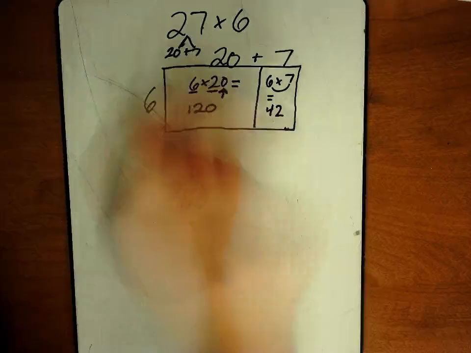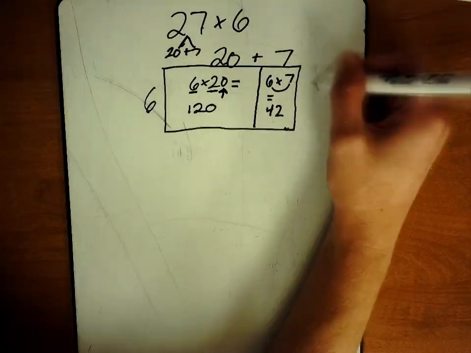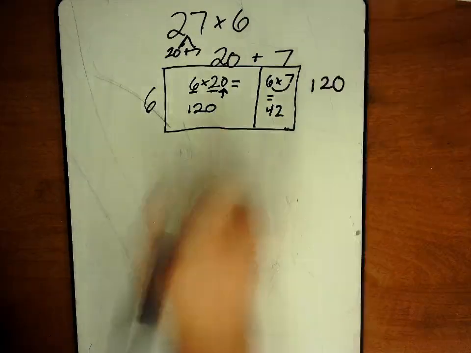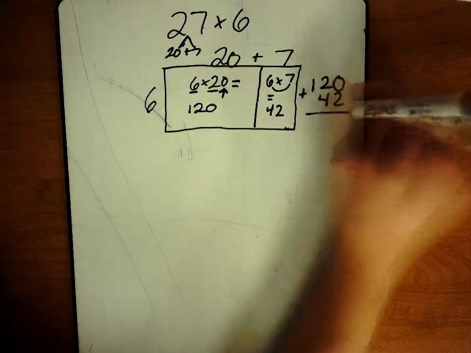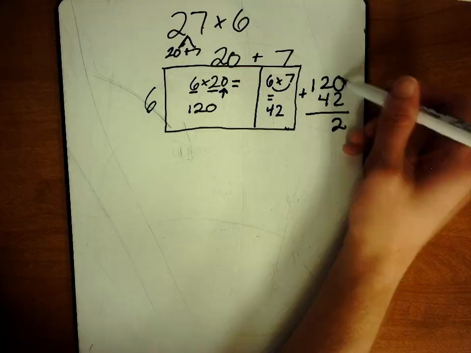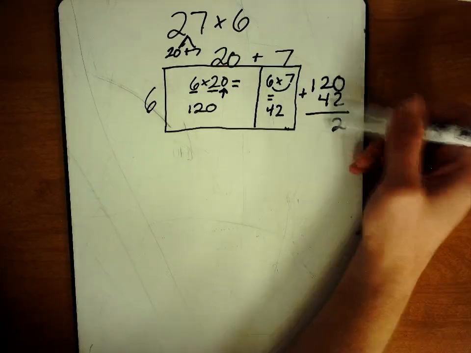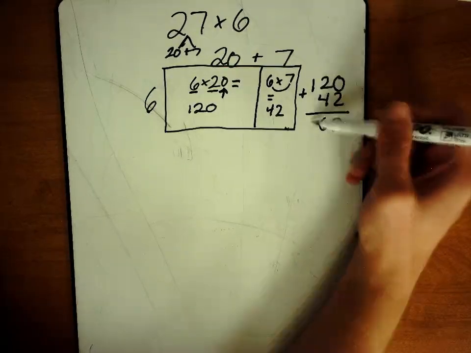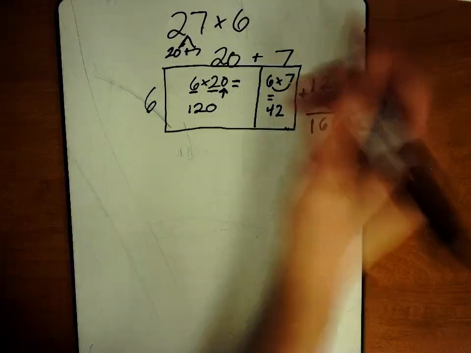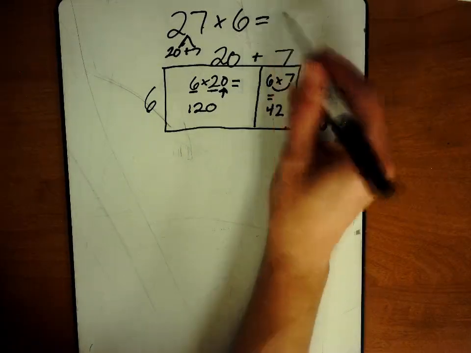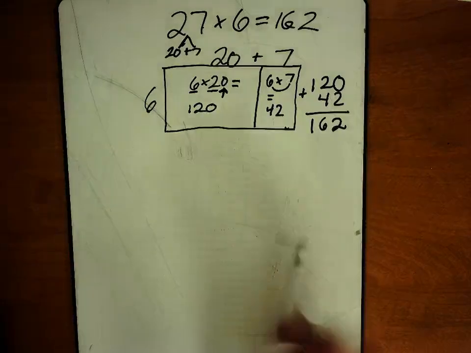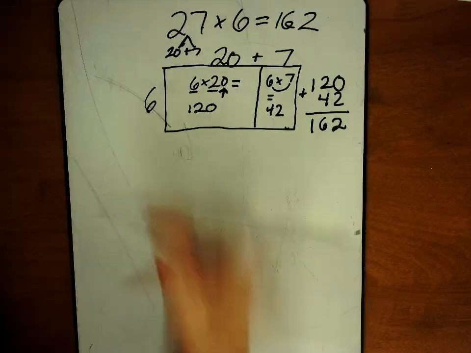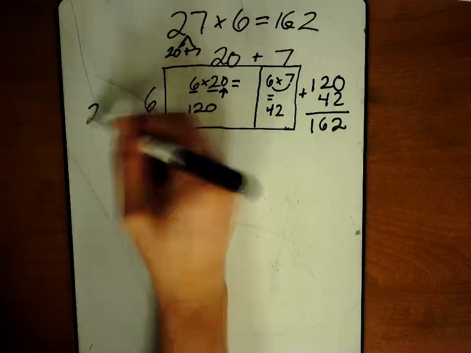So when I'm looking at 27 times 6, I have 120 in my first rectangle and 42 in my second. So I've got 0 plus 2 is 2, 20 plus 40 is 60, and 100. So 27 times 6 is 162. I can check that with what we call partial products, which is really similar to partial sums.